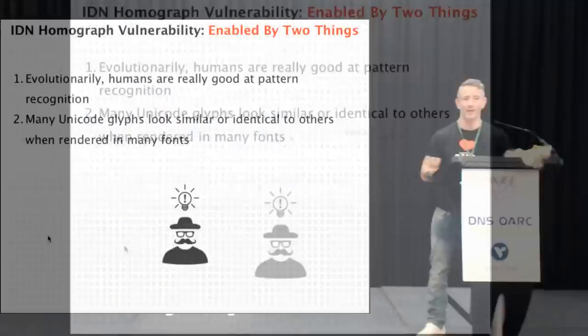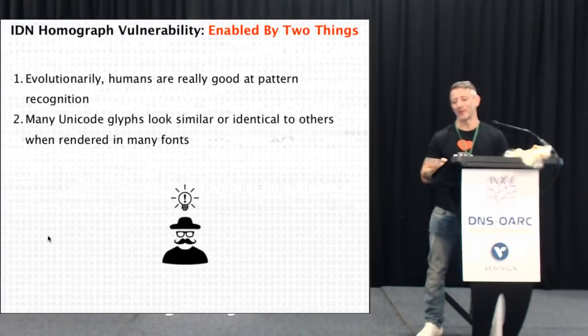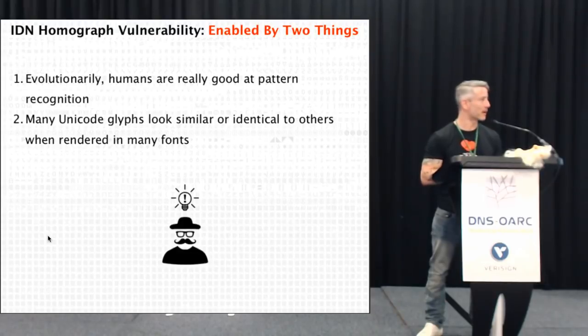Evolutionarily, this works because humans are good at pattern recognition, and many Unicode glyphs look similar, even identical to others when rendered in many fonts.